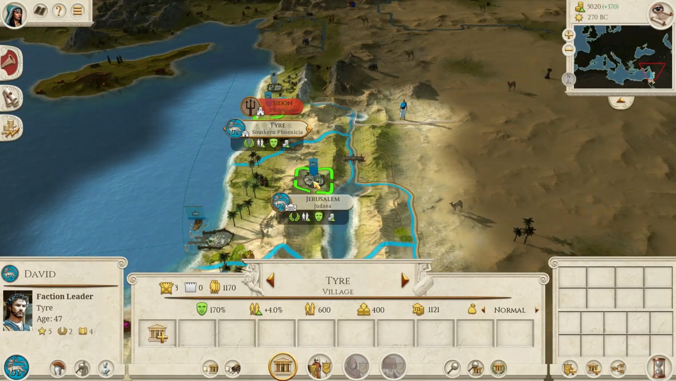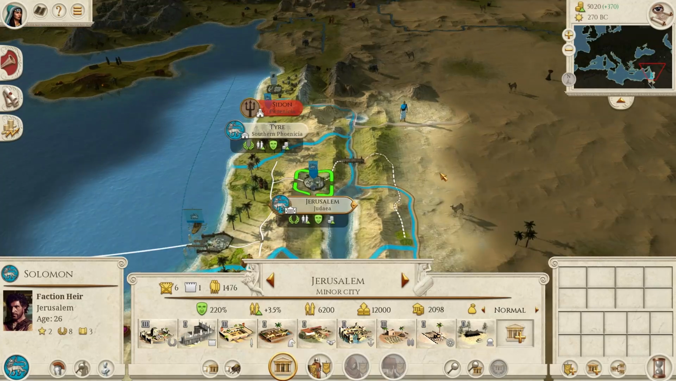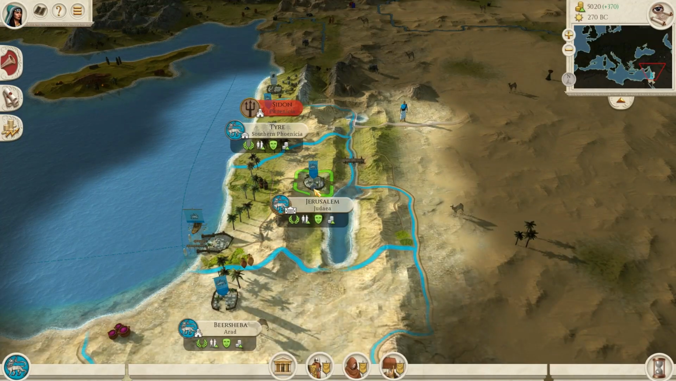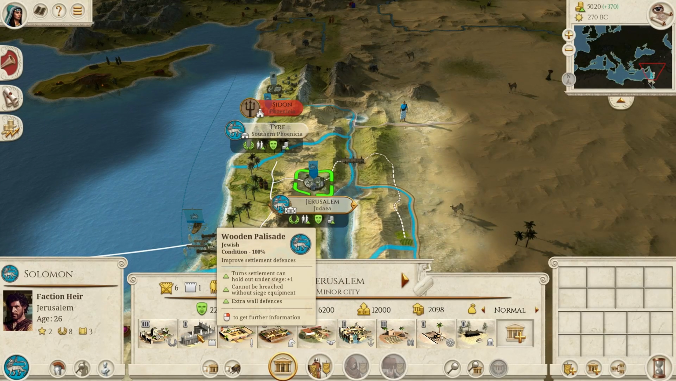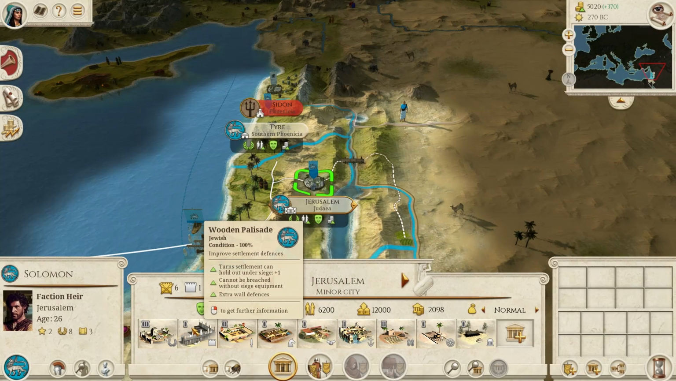All right, so as you can see, we took over Tyre. And one other thing I want to mention is because Degovax has also added a unique culture, the Jewish culture, Hebrew culture. So here you can see under Wooden Palisade, it says Jewish, and that is referring to the unique culture here. So, of course, Rome Remastered lifts all of the culture limits, building limits, unit limits. So this new Jewish culture really makes the faction feel as unique as it possibly can.